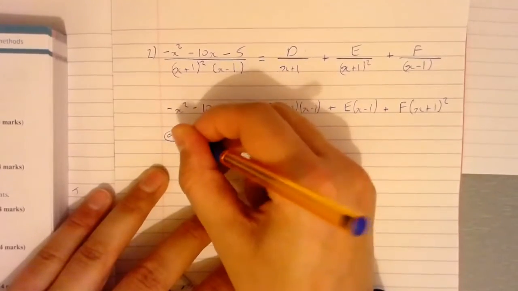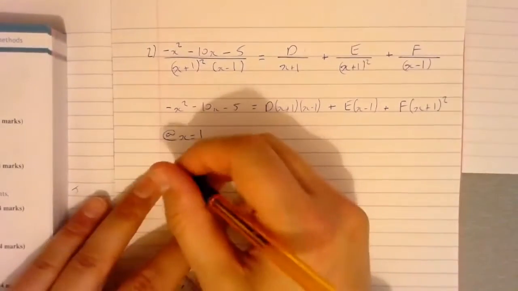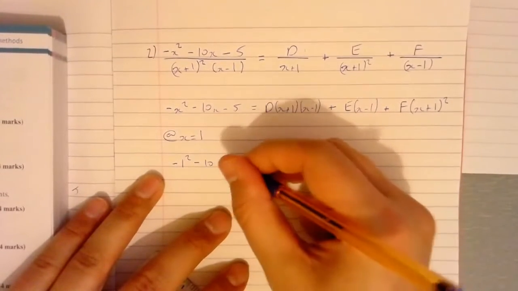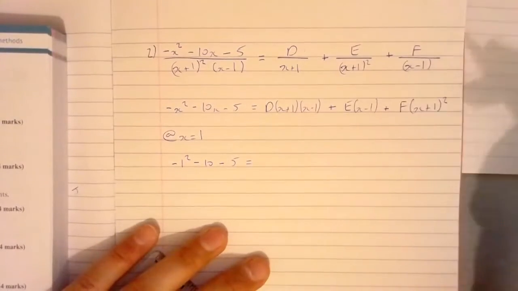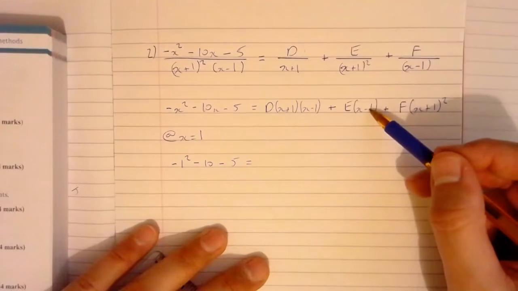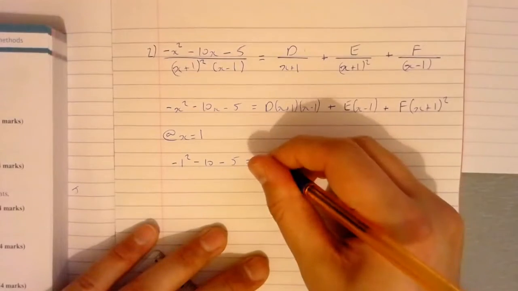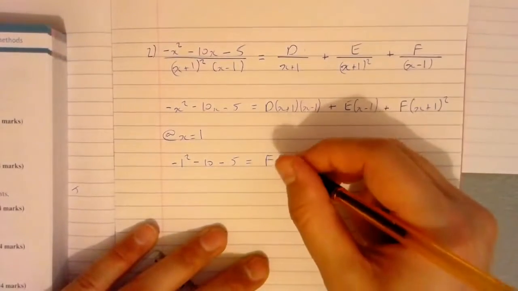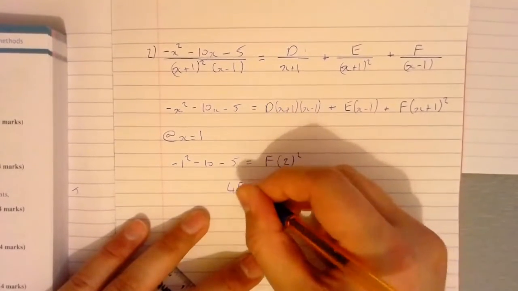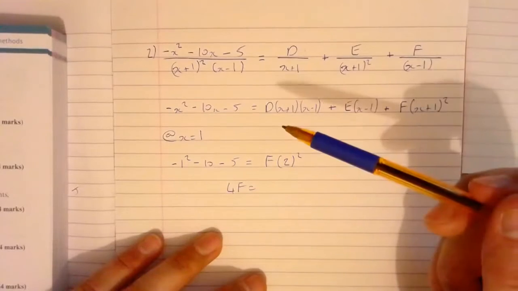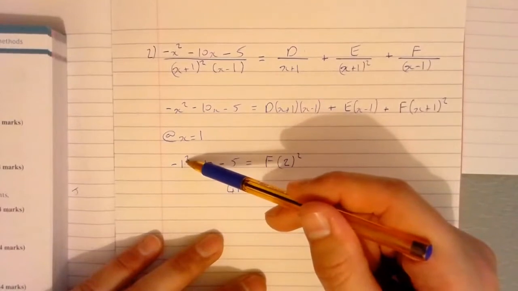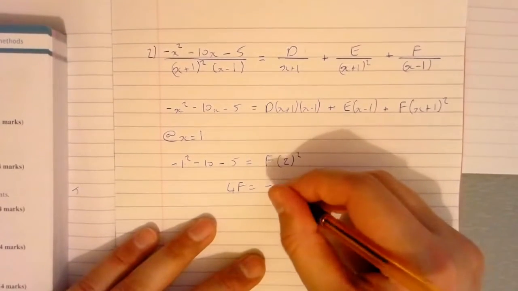Okay, so let's say x is 1. At x equals 1, we've got minus 1 squared minus 10 minus 5 is equal to. Okay, this gets killed because 1 minus 1 is 0. This gets killed because 1 minus 1 is 0. And so we're left with f times 1 plus 1 squared, which is 2 squared. So in other words, 4f is equal to, that's minus 1 squared before I get that one wrong. So that's 1 squared is 1, so that's minus 16 altogether.